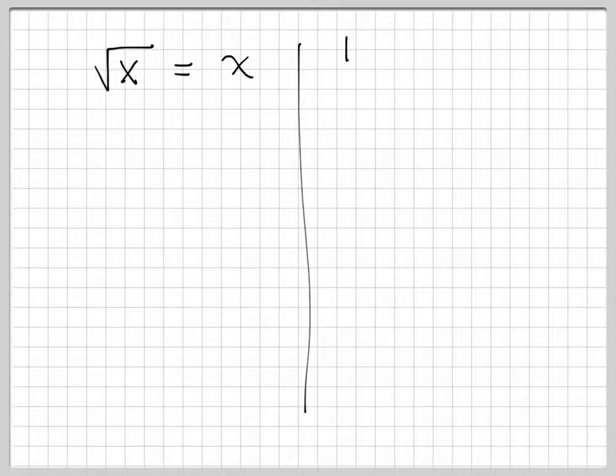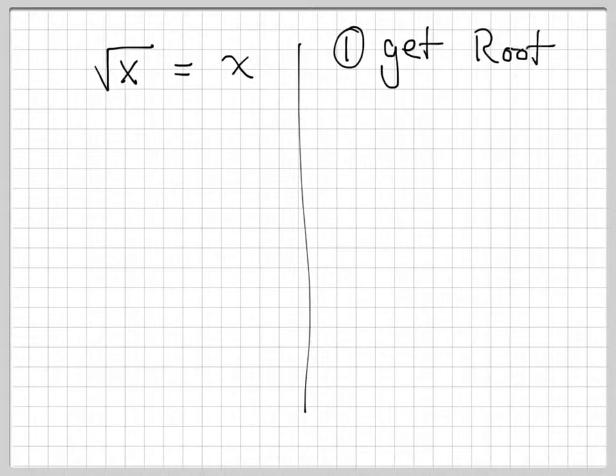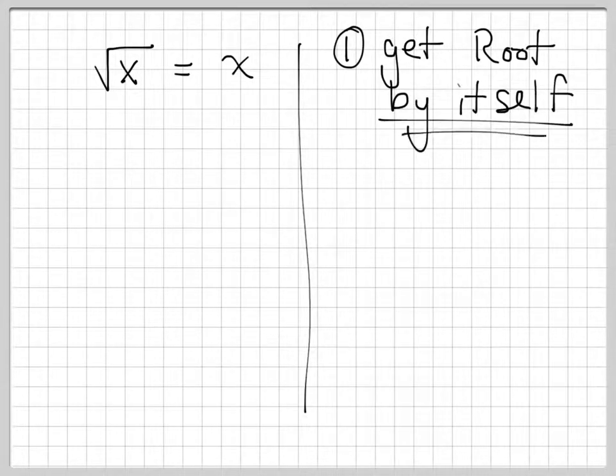Now what happens if you have variables on both sides? Suppose we have the square root of x equals x. Well, we have to make a choice, but the order is this. Step 1: get the root by itself. So step 1 is to get the root on one side by itself. So here we've already done step 1. The root is all the way by itself on one side.